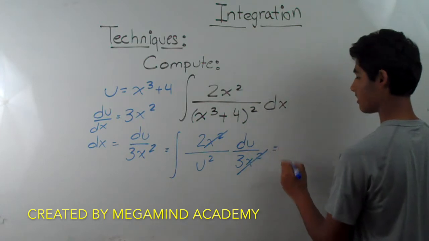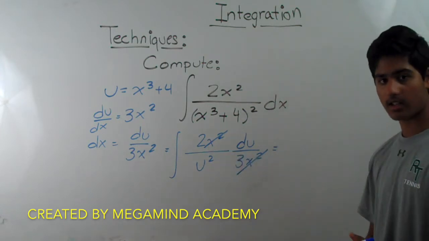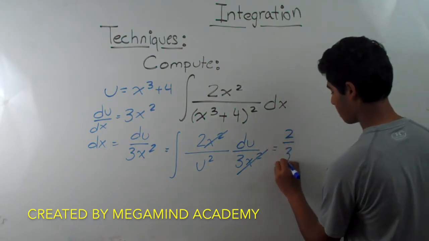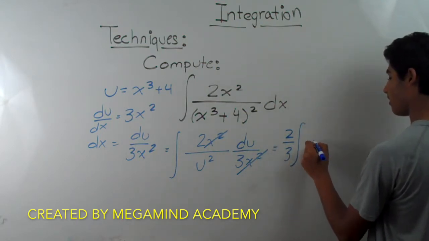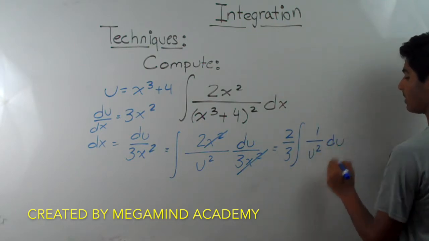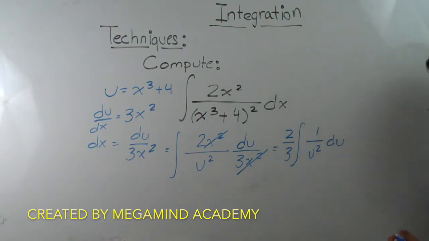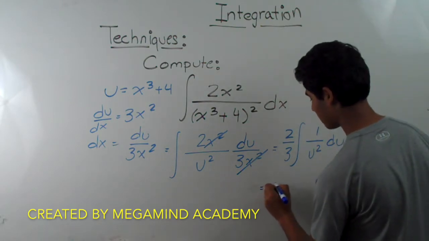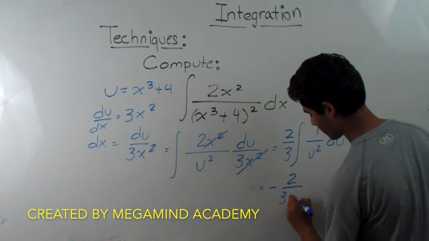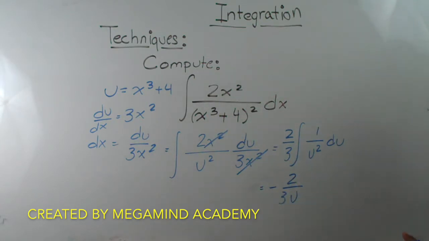Now we know 2/3 is a constant, so we can put that outside the integral, so this gives us 2/3 times the integral of 1 over u squared du. And we know that this integral is equal to negative 1 over u. So this is equal to negative 2 over 3u, because we have to multiply this constant in.